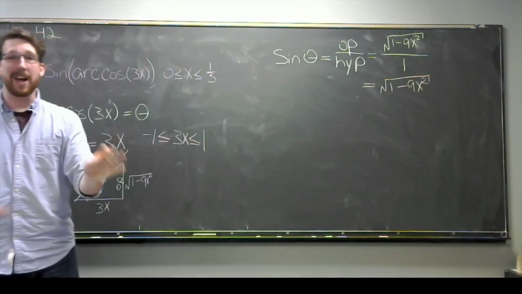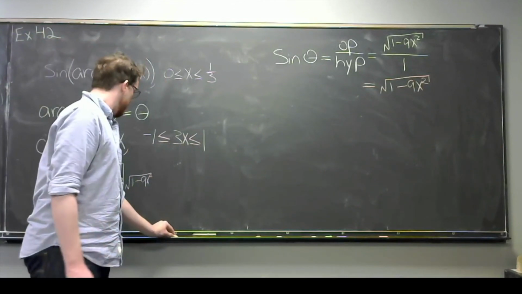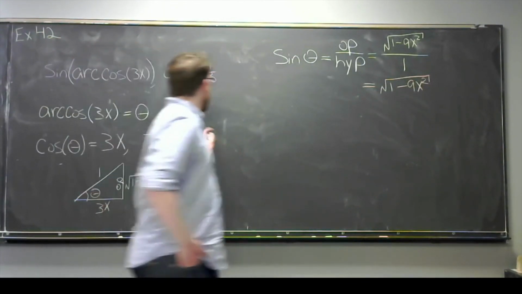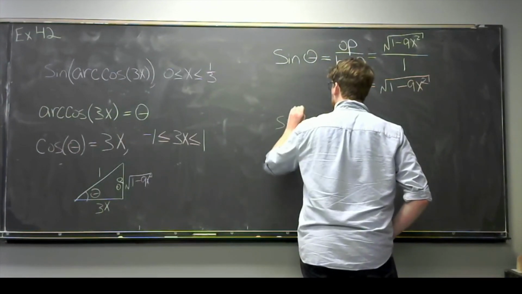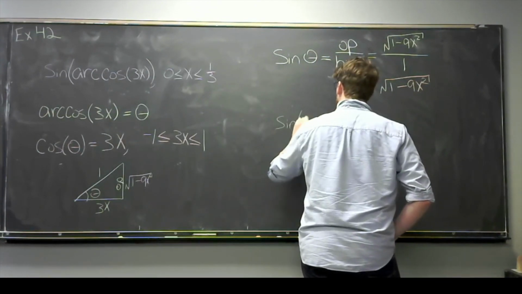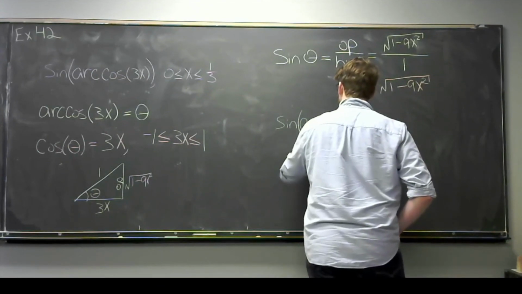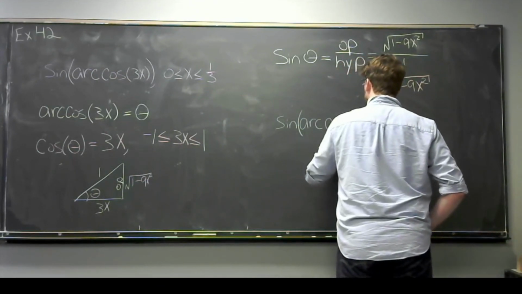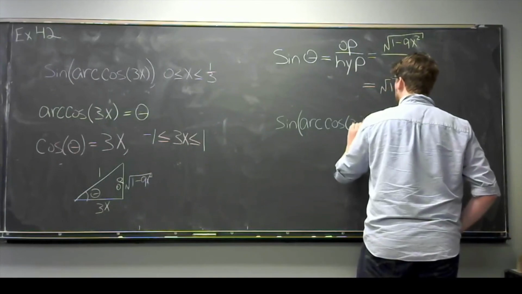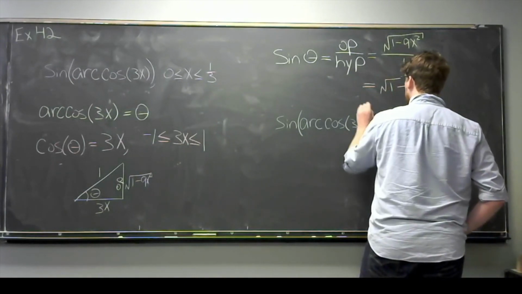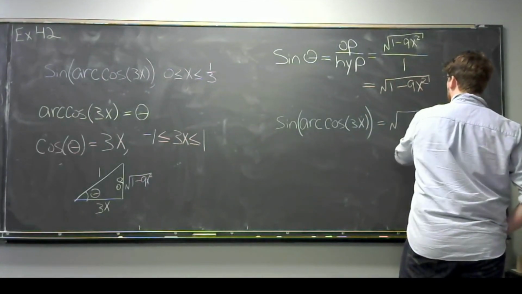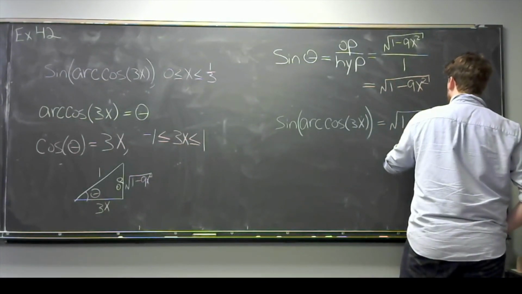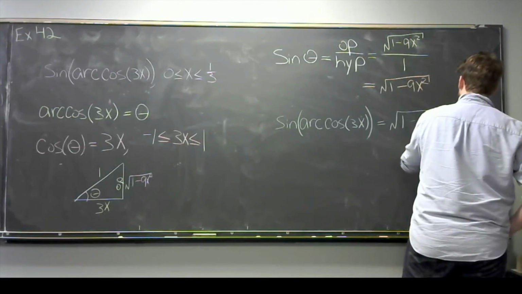All of this is to say the sine of arc cosine of 3 times x is equal to the square root of the quantity 1 minus 9x squared.